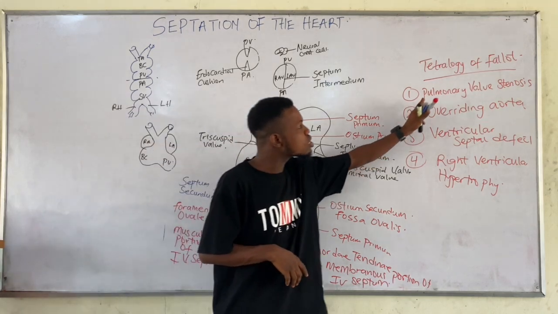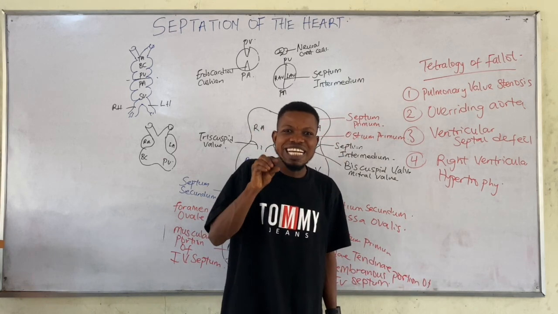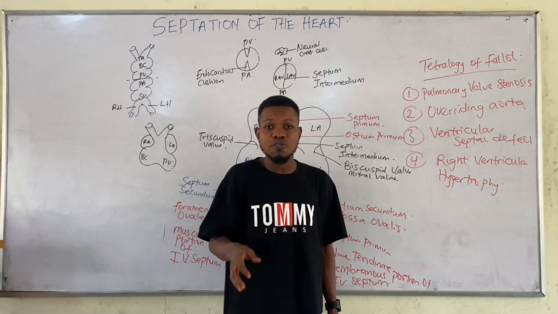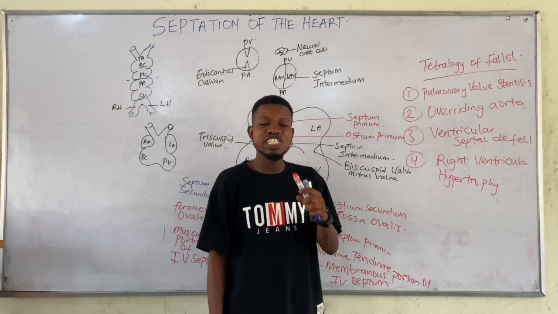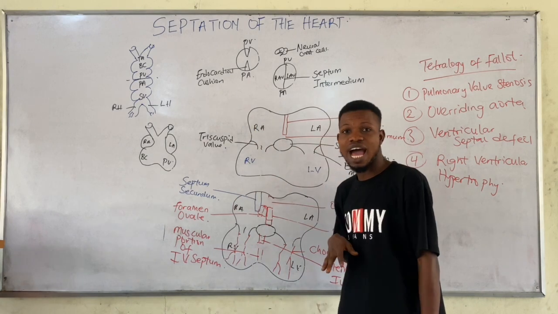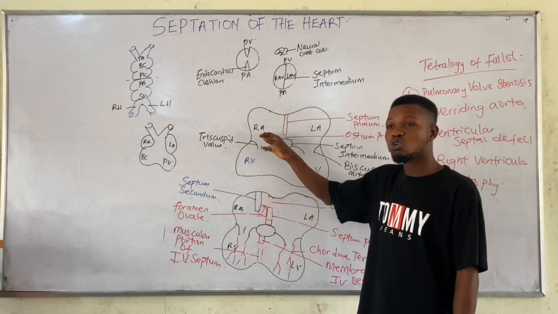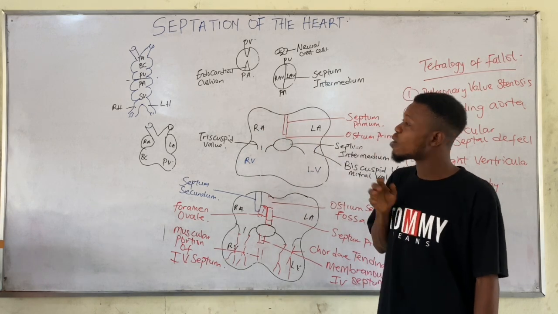So all these congenital heart defects can cause cyanosis, whereby there will be decreased level of oxygen in the blood, which we call hypoxemia. And as a result of that, your skin appears bluish in color. So that's what we call cyanosis. Now we are done with the septation of the heart, where we form septa in the atrium, in the ventricle, and also in the right and left AV canal.